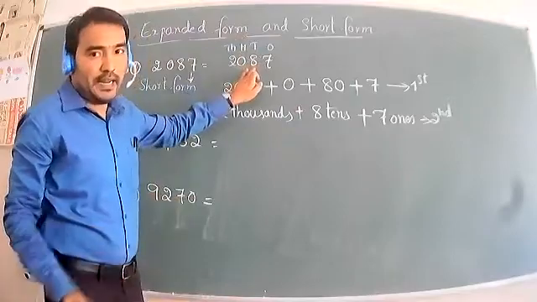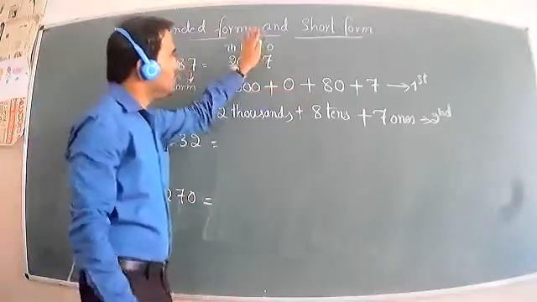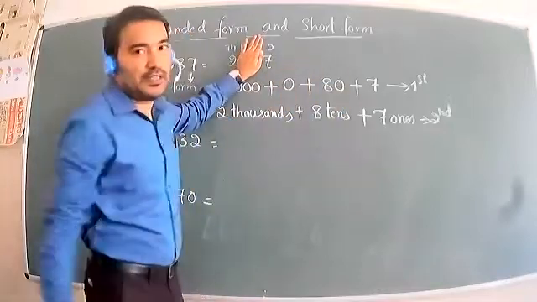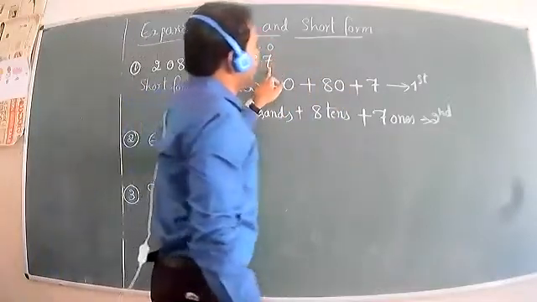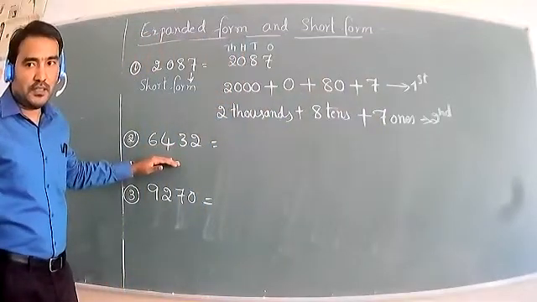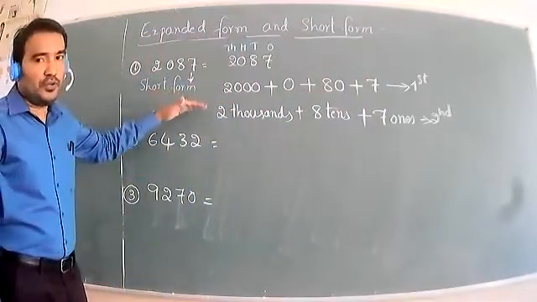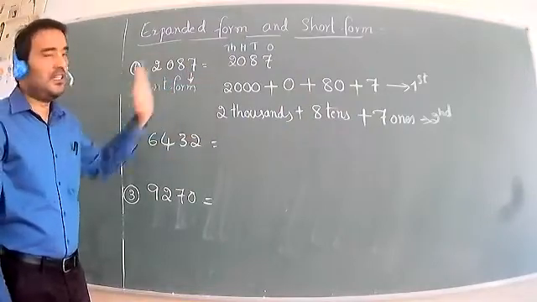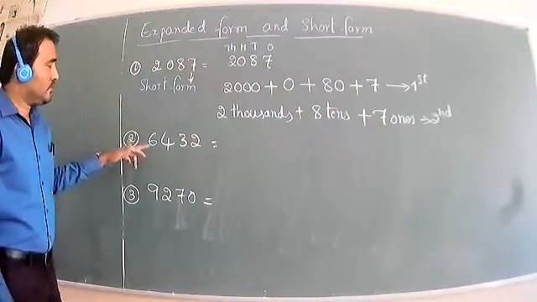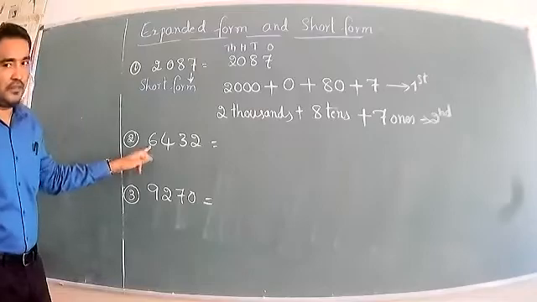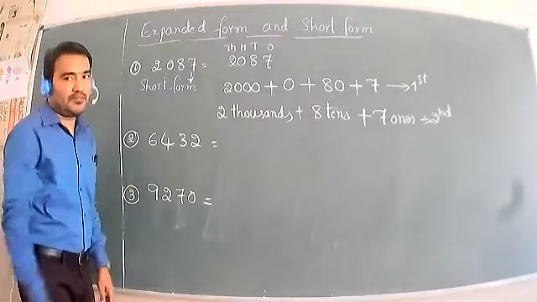Now go for 8, so we write the 8. How many digits remain? 1. So we write 80. Now go for 7. It is 7. So it is an easy method. You have to follow the proper method. You can understand. Now go for the second one. Write the expanded form of this number.